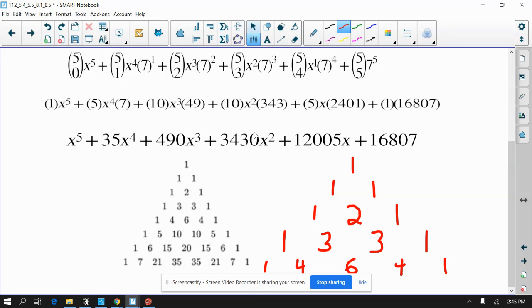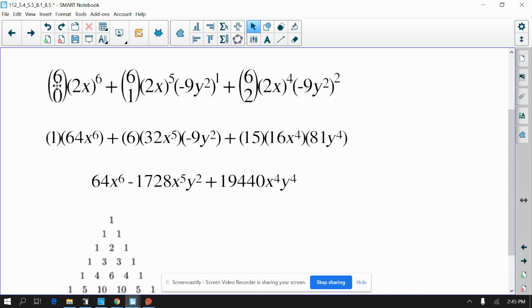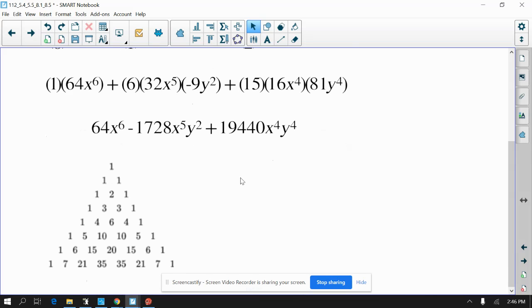But that nice little pattern is creating binomial coefficients. And that also occurred with this one. This was 6C0, 6 choose 1, 6 choose 2. That corresponded to 1, 6, and 15. That is the first 3 numbers in this row, 1, 6, 15.